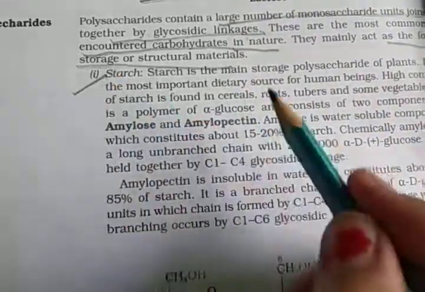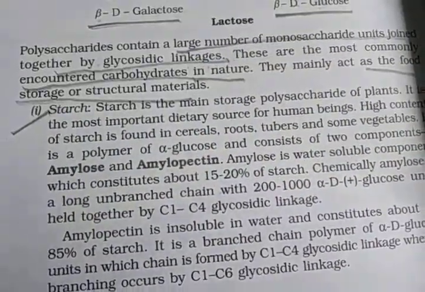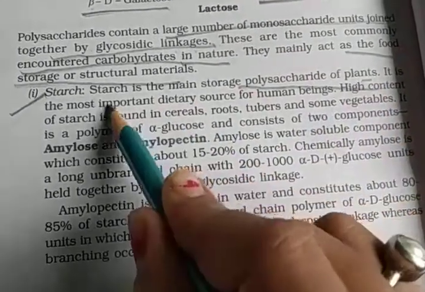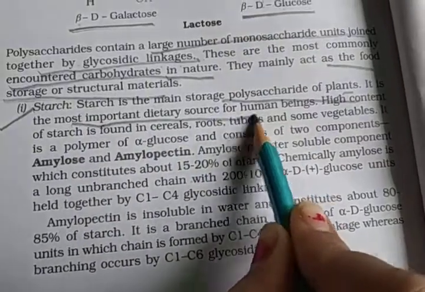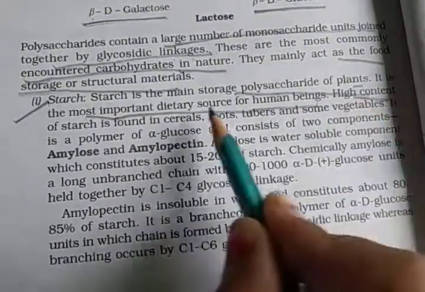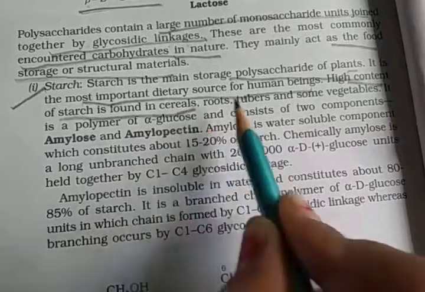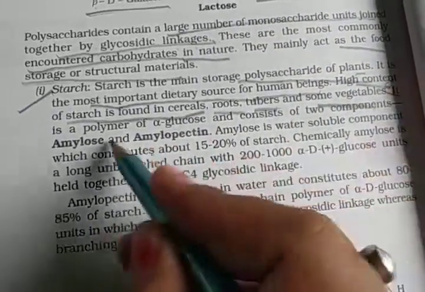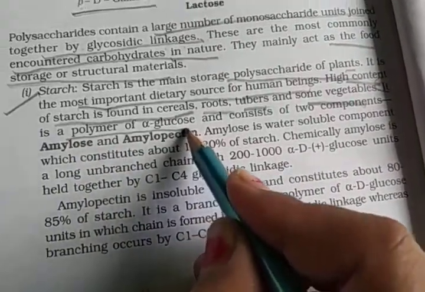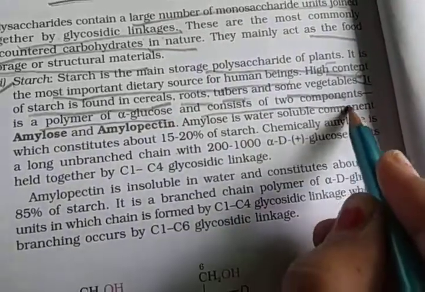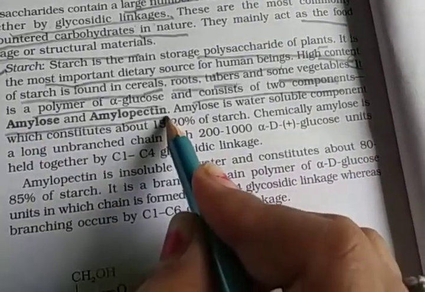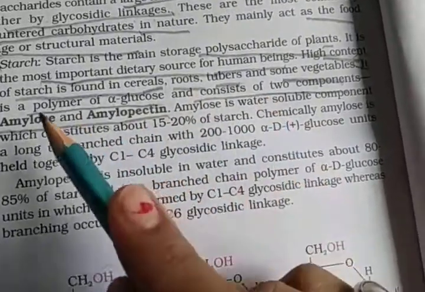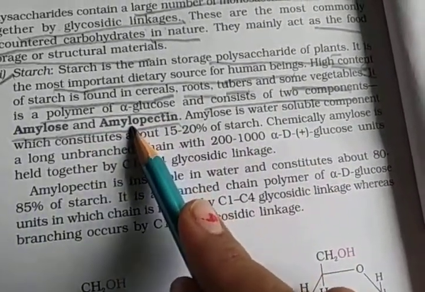Example first is starch. Starch is the main storage polysaccharide of plants. Okay, and it is the most important dietary source for human beings. High contents of starch are found in cereals, roots, tubers and some vegetables. Okay, it is a polymer of alpha glucose and consists of two components, amylose and amylopectin. So that means the common unit is glucose, with two components: the first is amylose, and the second one is amylopectin.